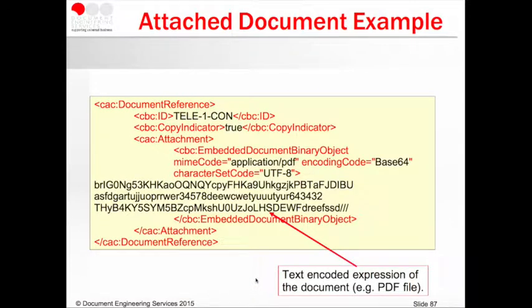This is an example of an embedded document, a document called tele-1-con. It is a copy. You can see from the attachment it's a PDF file, and it's encoded here in base 64 as an attachment. Obviously it's much larger than this, but to make it visible we've shortened it greatly.